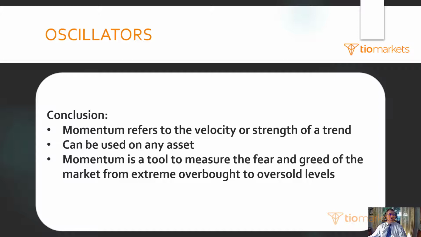So the conclusion behind momentum oscillators is that momentum refers to the velocity or the strength of a trend. It can be used on any asset, and momentum is a tool to measure the fear and greed of the market, from extreme overbought to oversold levels.